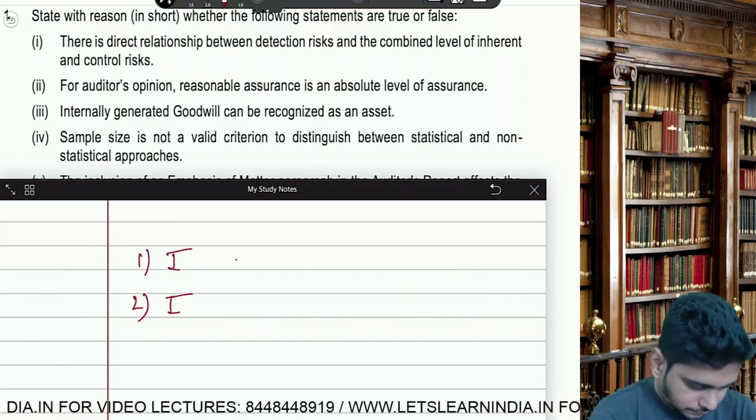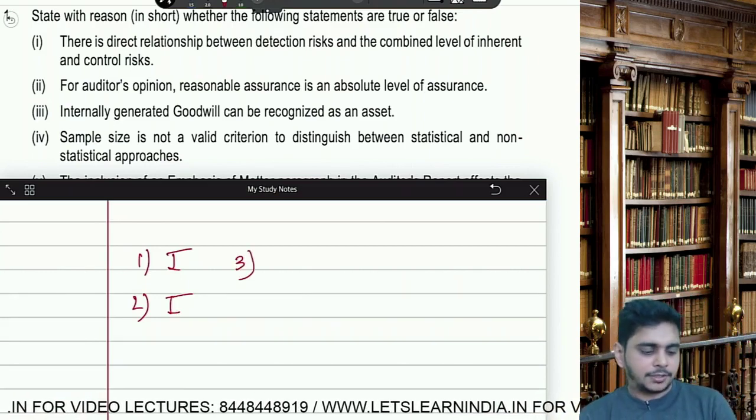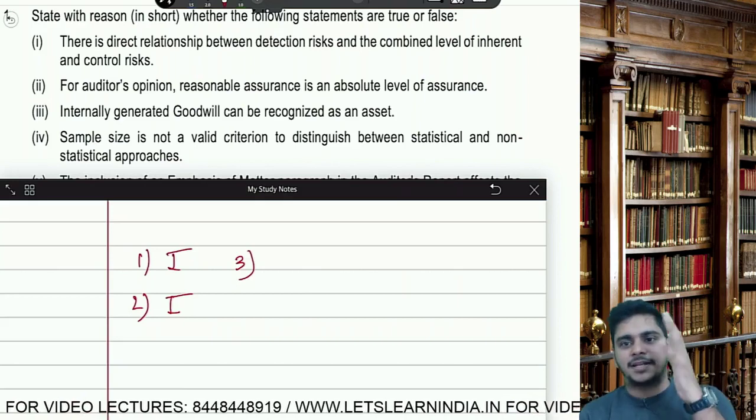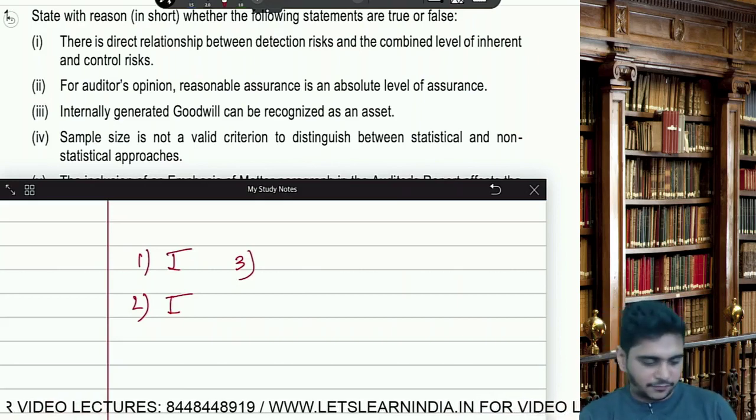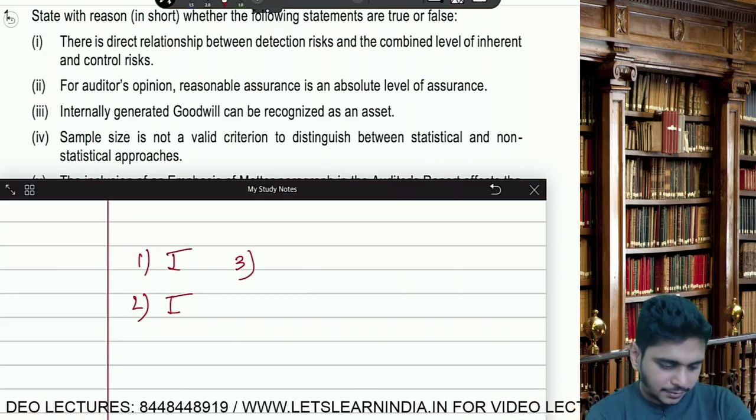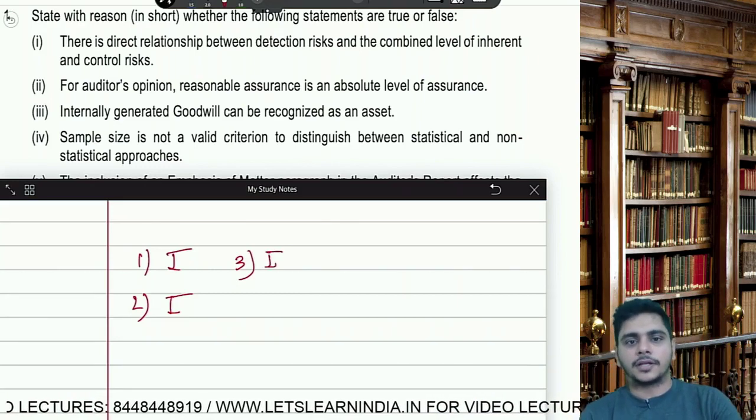Third, internally generated goodwill can be recognized as an asset. No. If it is purchased, then only. This is also incorrect.